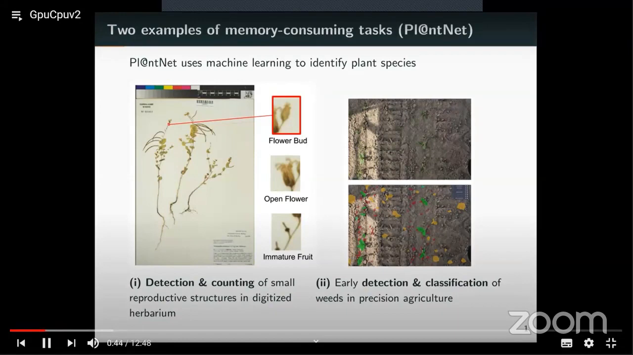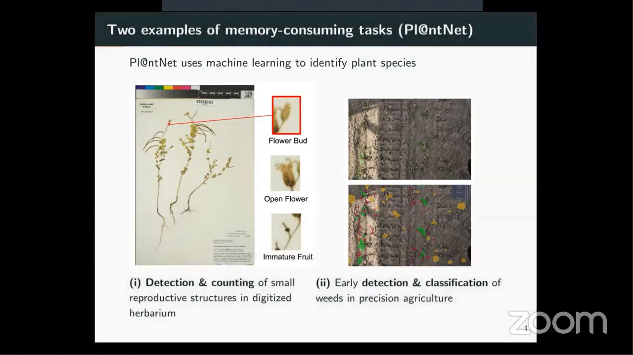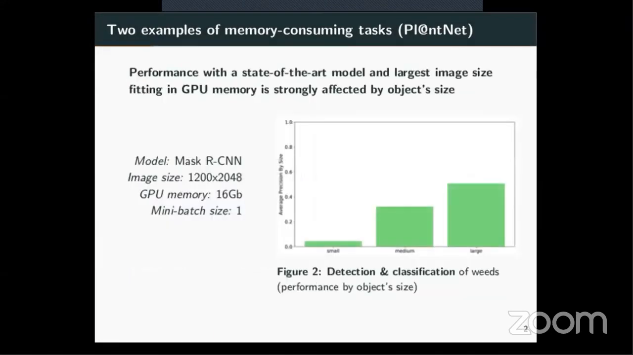For example, on the left, you could see a sample of the herbarium dataset. In this task, it is required to detect and count small reproductive structures that could be represented by just a few pixels on the image. Another example is on the right, where the task is to detect and classify weeds, which demands high precision.